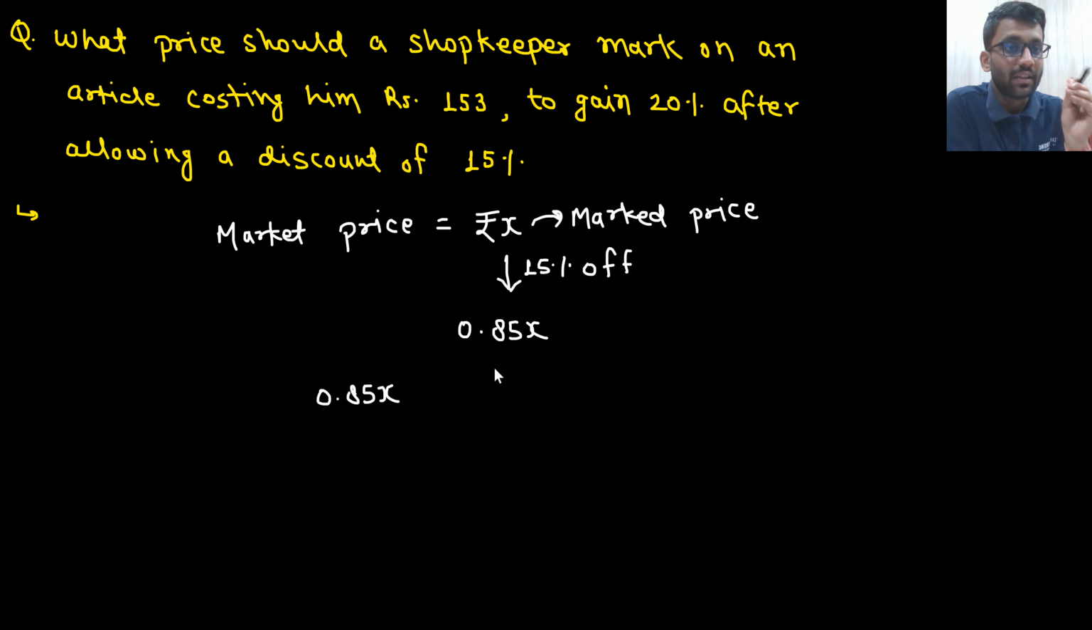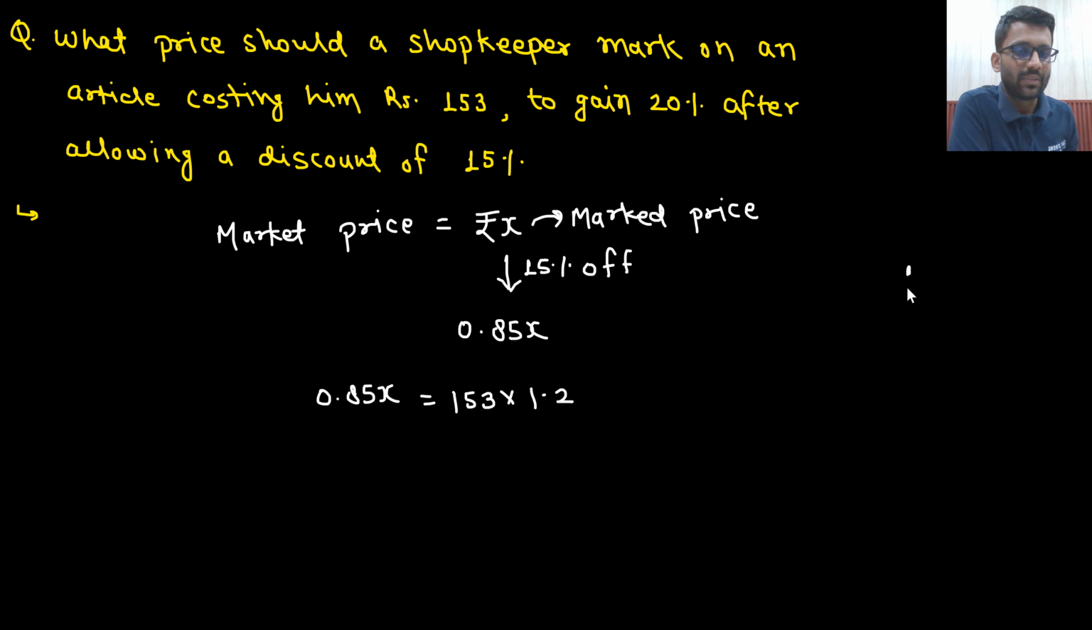But actually, he is getting 20% gain. Basically, he purchased it in 153 rupees and he is getting 20% gain. That means he is getting 153 plus 20% of 153. That means he is getting 153 into 1.2. Are you getting this point or not?